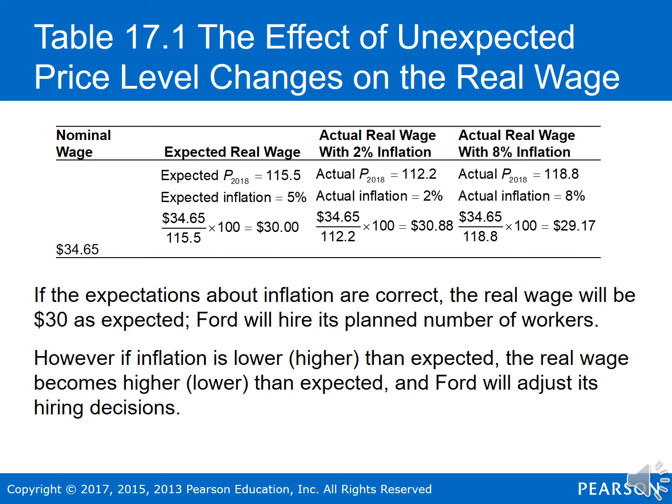So if the expectations about inflation are correct, the real wage is going to be $30 an hour, so Ford is going to hire the planned number of workers. But if the inflation rate is lower than expected, the real wage becomes higher than expected, and Ford will have to adjust its hiring decisions. So they'll have to hire fewer workers for that year. On the other hand, if the inflation rate is higher than expected, the real wages are lower than expected, and Ford will end up increasing its hiring because they're spending less on labor costs. So because of these anticipations that can be wrong, when they are wrong, this will give the appearance of a short-run Phillips curve relationship.